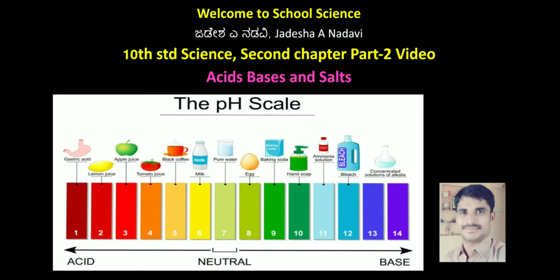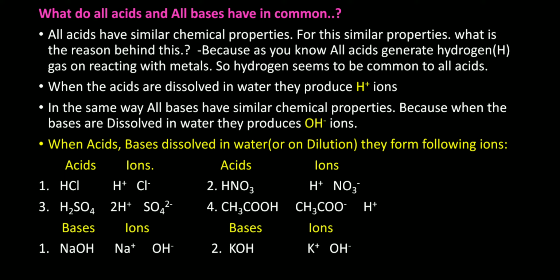I already showed gastric acid, lemon juice, apple juice, tomato juice, black coffee, milk. You can find out the pH of the milk, the pH of the apple juice, the pH of the tomato. Listen carefully and you can understand. Then come to the point.